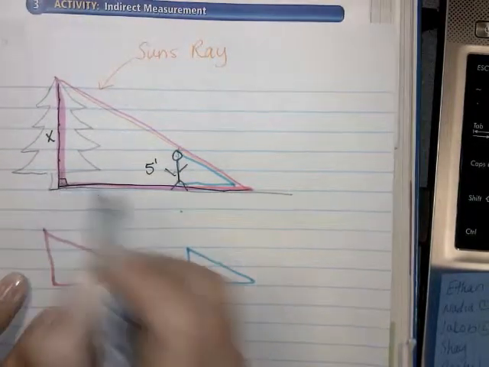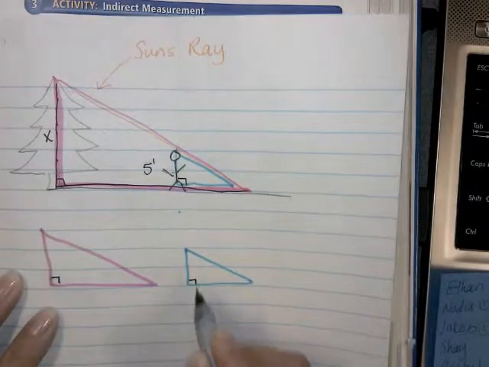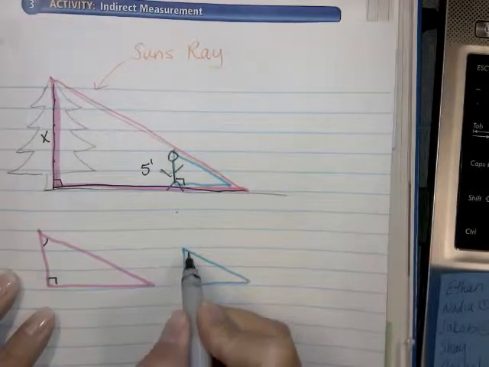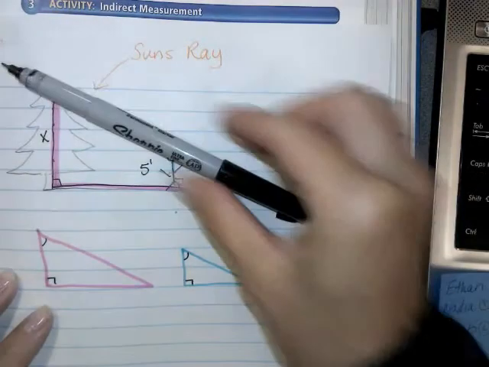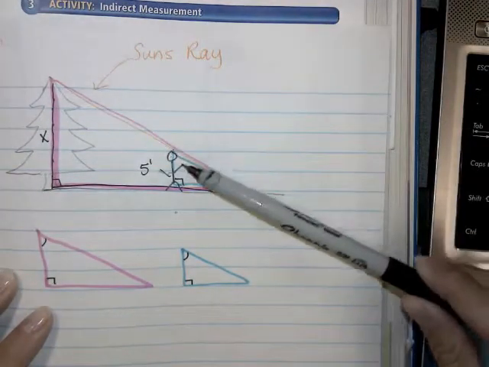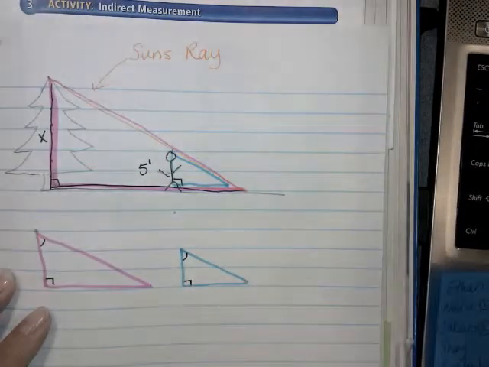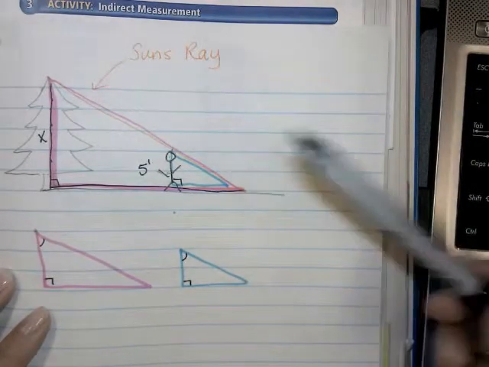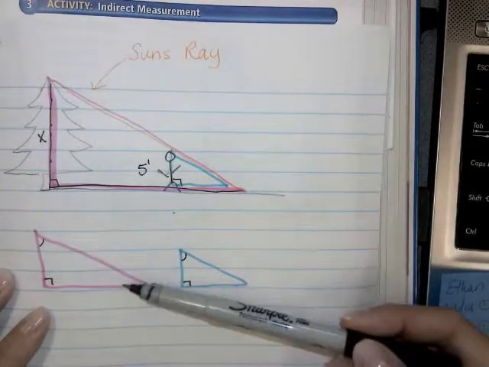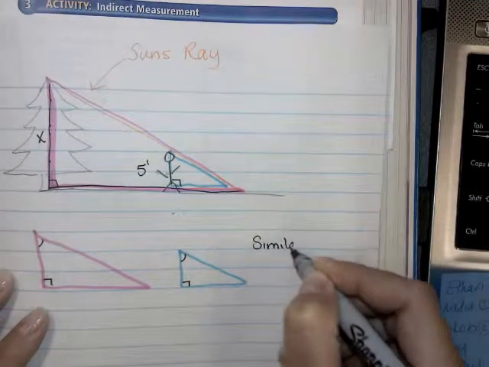Now, the tree and the person share some common information. They're both perpendicular to the ground, so they both have a 90-degree angle, and they both are getting hit by the sun from that very same angle. So that top angle of both triangles I know is the same. Now, what you just learned in the last chapter is that if two triangles have two angles that are the same, the third angle must be the same, which means they are similar triangles.